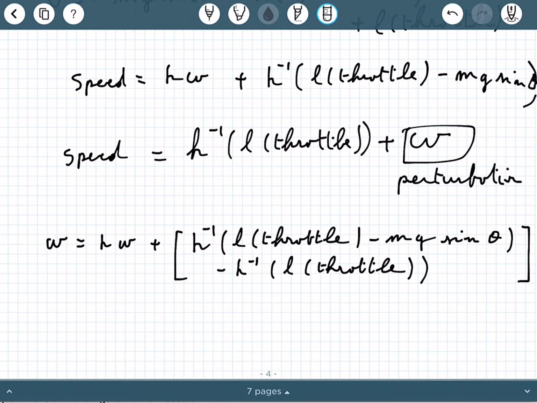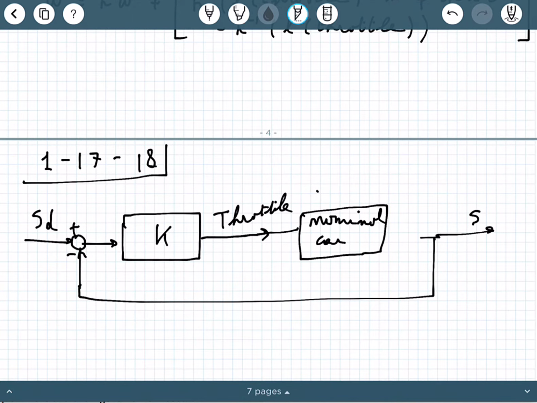So if you will, the nominal car behavior is here, and the perturbation W comes here, and the sum of the two creates the speed. So it's as if there was a little additive term here. You have to get used to these pluses and minuses that help us draw the effect of the different inputs into a system using a circuit-like representation.